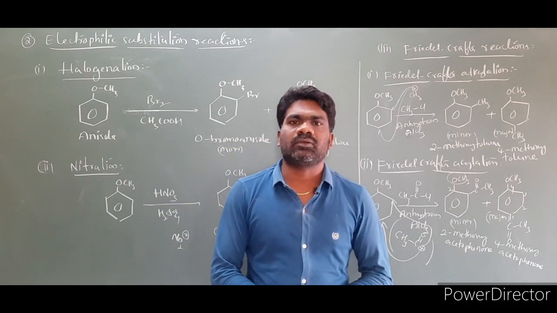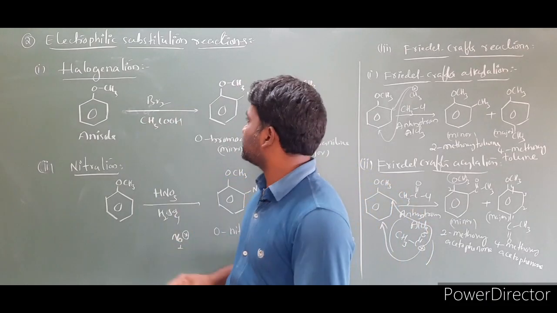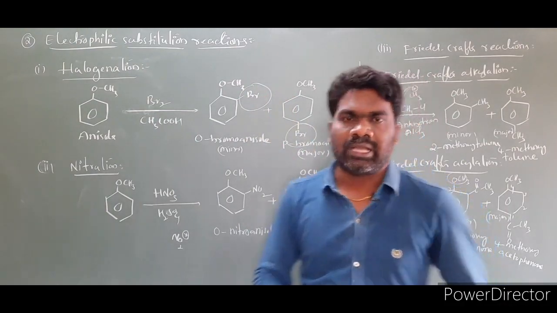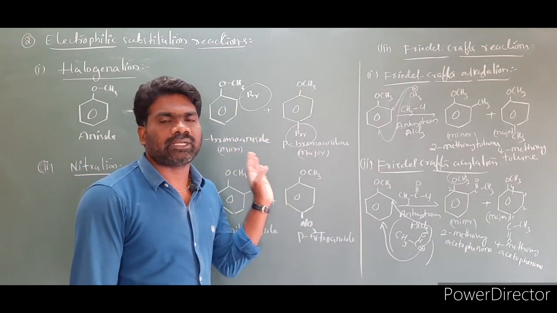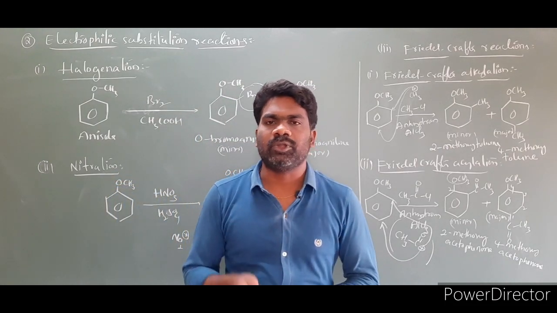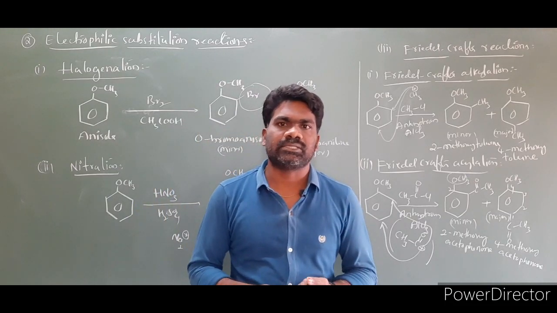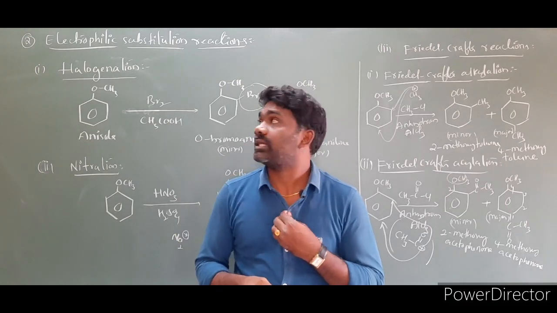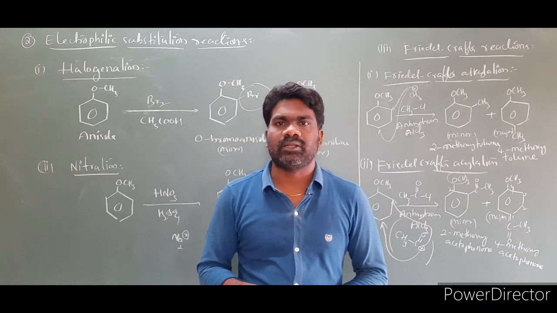So these are the electrophilic substitution reactions. One thing you have to remember is that electrophilic substitution reactions take place at the ortho position and para position. In any reaction we get the ortho and para products, not the product at the meta position. Electron density at the meta position is less, so the meta product will not be formed. Electron density at the ortho and para positions is more. As a result, electrophilic substitution reactions take place at the ortho and para positions. So these are the electrophilic substitution reactions of ethers. Next class I will come with another topic.